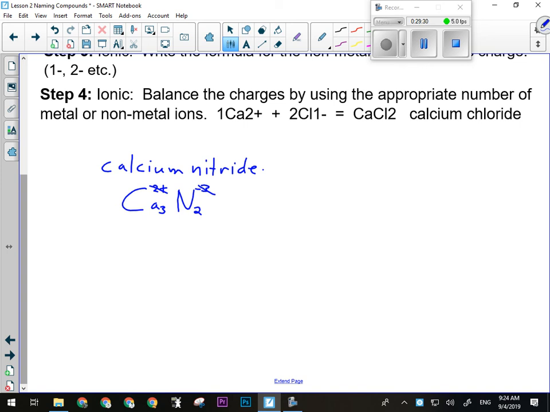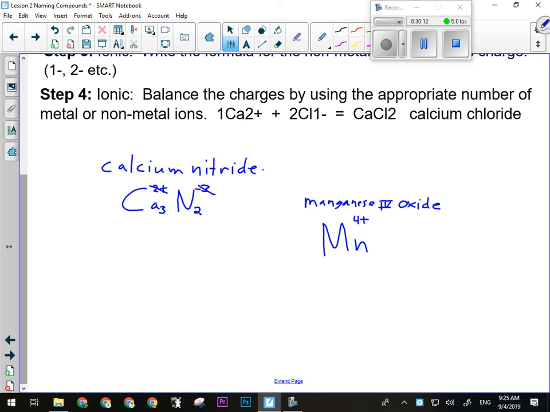Okay. Pretty straightforward. There's a couple of exceptions. If I run into something like this, manganese 4 oxide, what is the 4 telling me? It's telling me the charge on manganese. Very common mistake people make: they just write Mn4, as if there were 4 manganese. That's not what it means. It's telling me that manganese is a 4 plus.